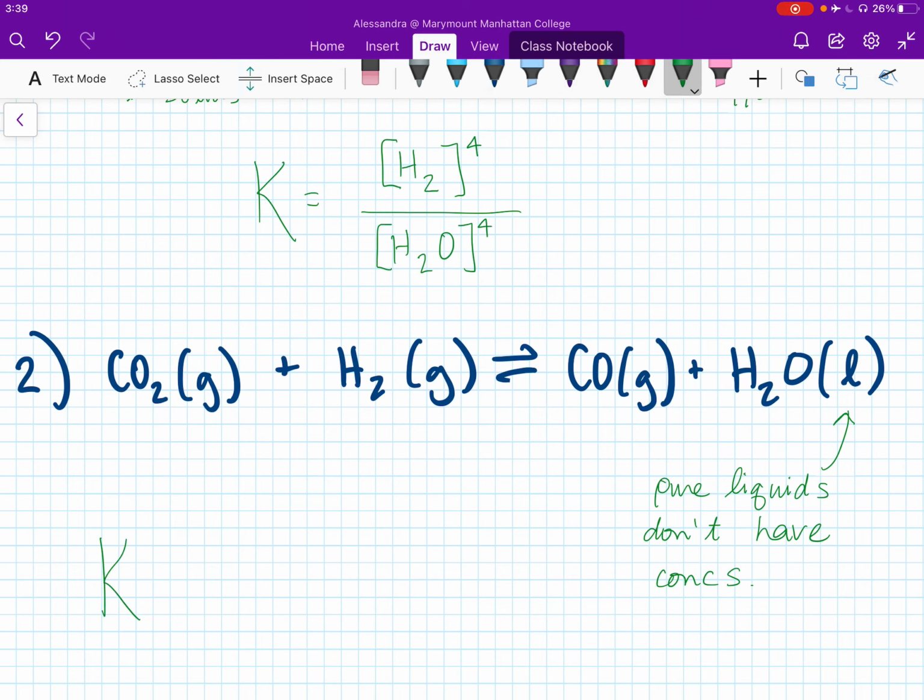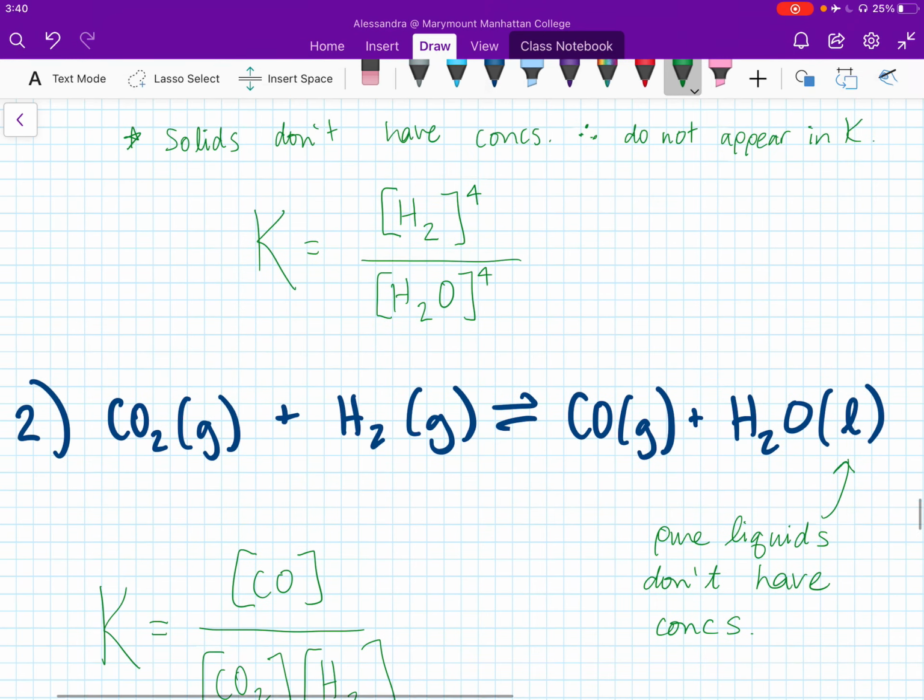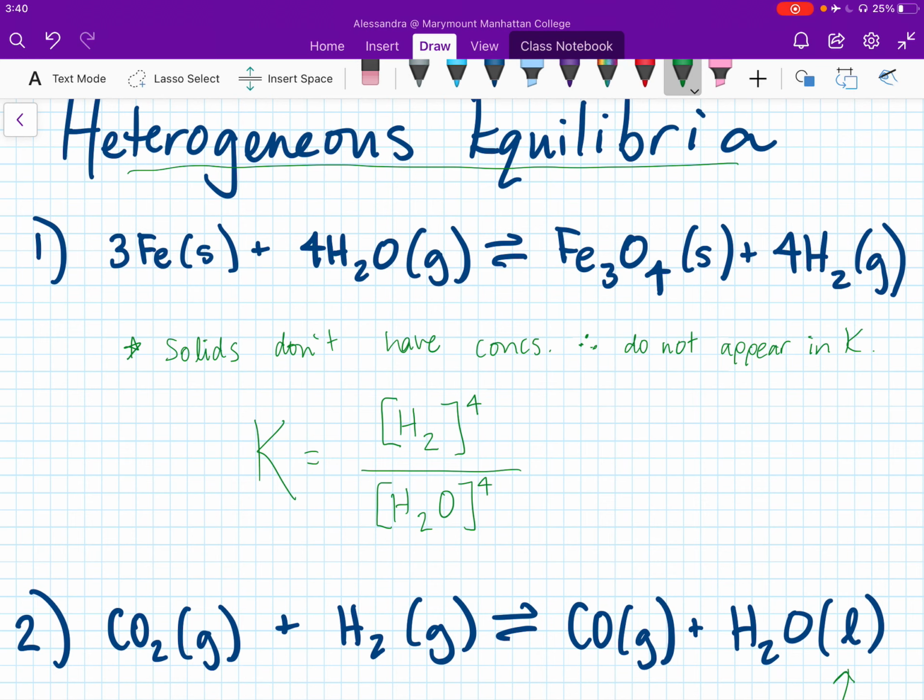So the equilibrium constant expression for this reaction would be the concentration of carbon monoxide over the concentration of carbon dioxide times the concentration of hydrogen. And that's it. Okay, pure liquid water would not appear in the expression for K. So notice that's different from the example above. In that example, water was in the gas phase. In the gas phase, it can have a concentration.